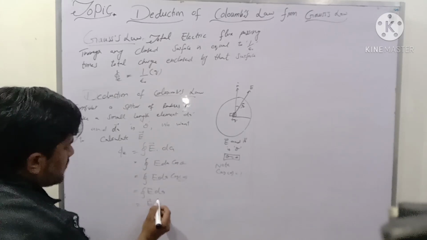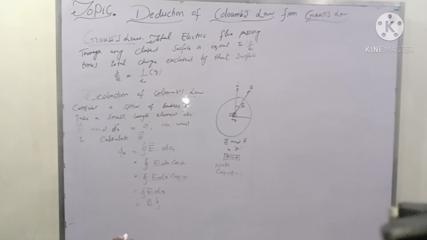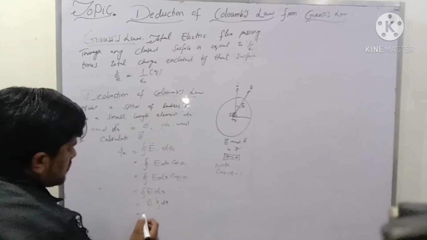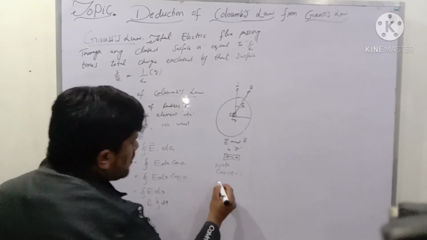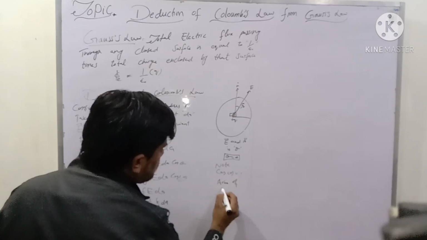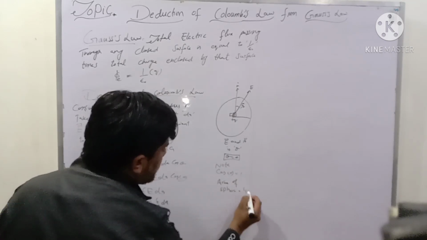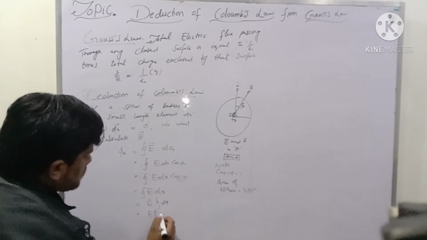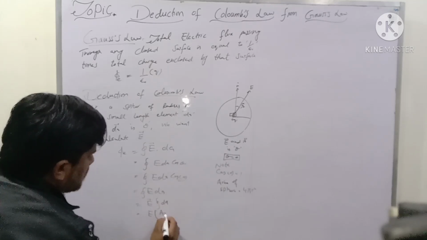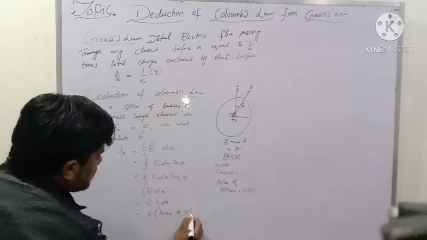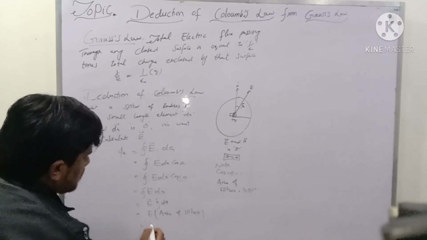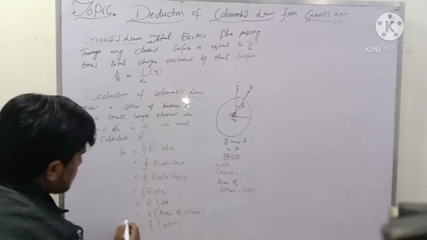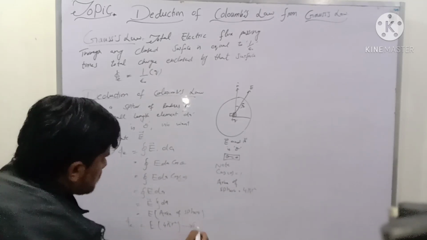Electric field is a constant value, so we can take it outside the integral. dA is the area of the sphere. You know that the area of a sphere is 4 pi r square. Putting in the area of the sphere, phi E is equal to E into 4 pi r square. This is equation number 1.